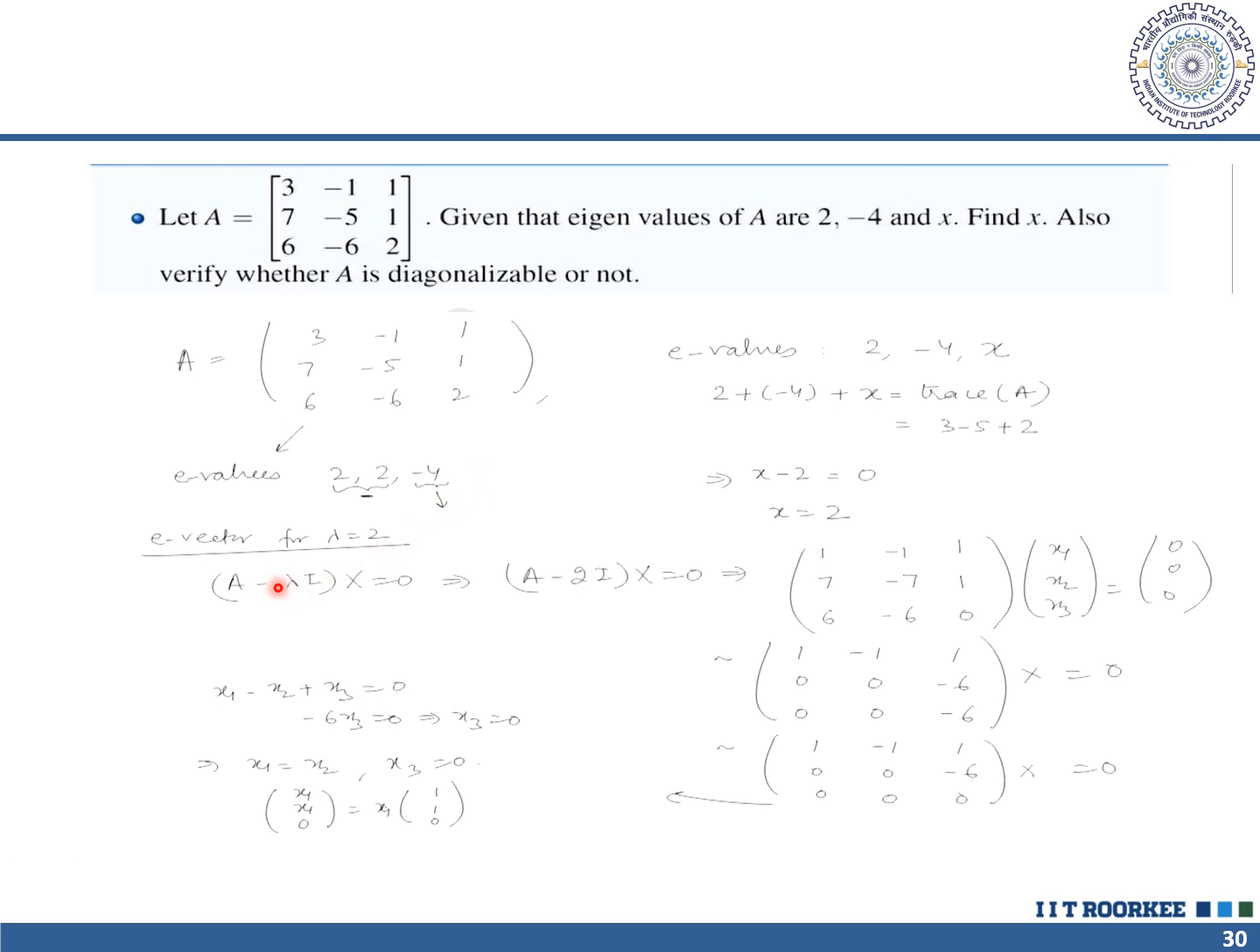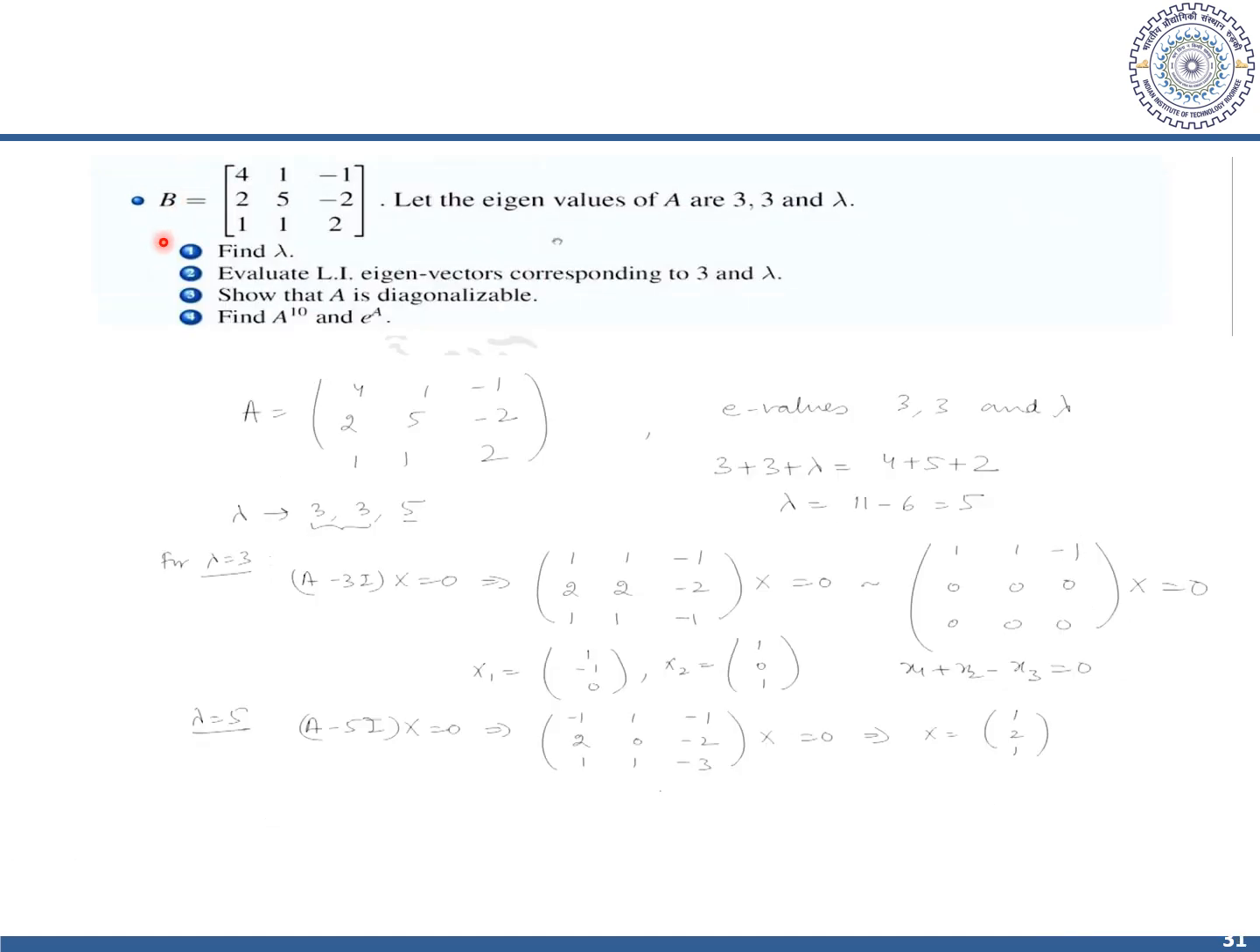So now let's check for the eigenvalue 2. (A minus lambda I) x equals 0. For lambda equals 2, (A minus 2I) x equals 0. After substituting A minus 2I here: 1, minus 1, 1; 7, minus 7, 1; and 6, minus 6, 0, times x1, x2, x3 equals 0. After performing certain operations, we can see that only one linearly independent eigenvector exists for lambda equals 2. Hence, A is not diagonalizable as there are no two linearly independent eigenvectors.